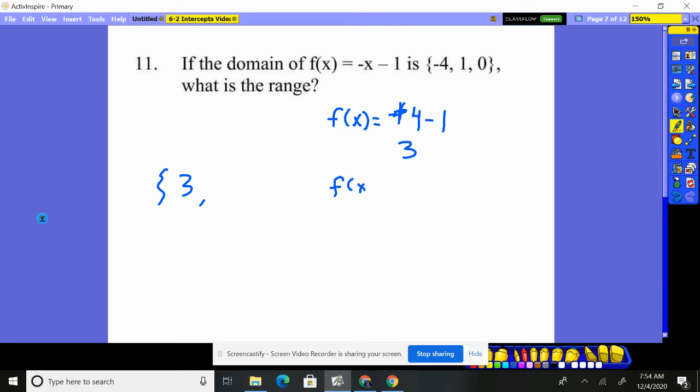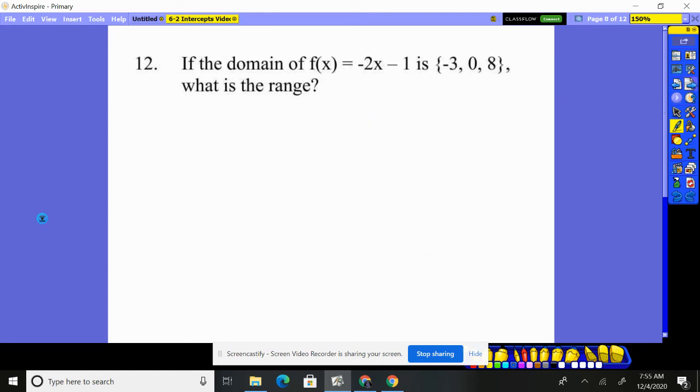What about when we plug in, what are we going to plug in this time? 1. Now, technically, what we'll do is we put a 1 there. We say f of 1. What is f of 1? So we plug 1 in. So the opposite of 1 minus 1 is -2. And finally, plug 0 in. So f of 0. The opposite of 0 is still 0. Minus 1 is -1. There we have it.